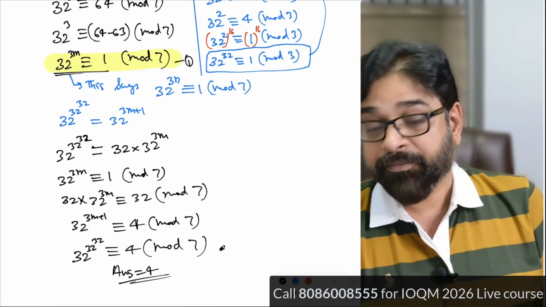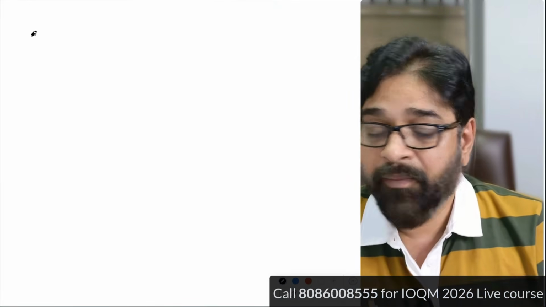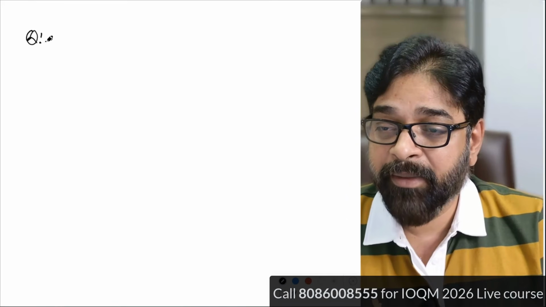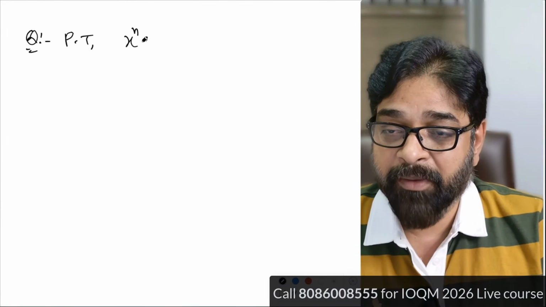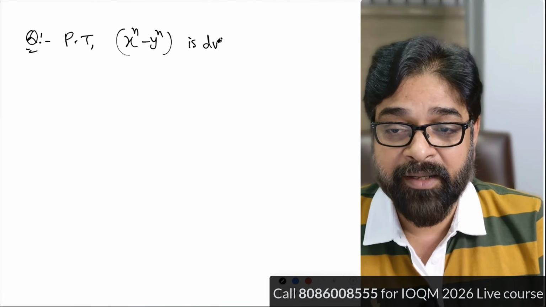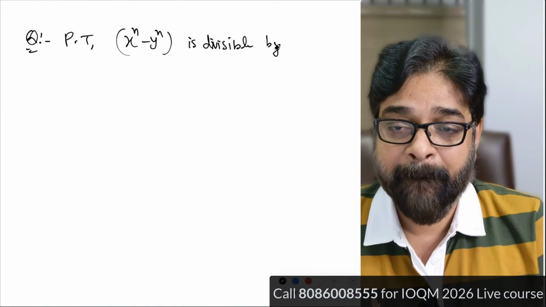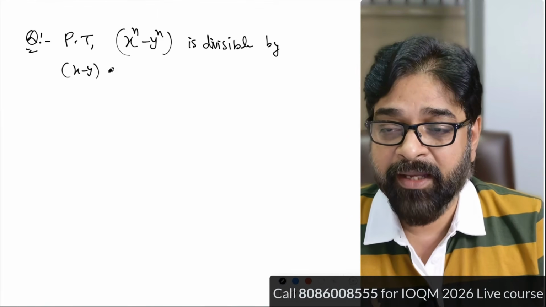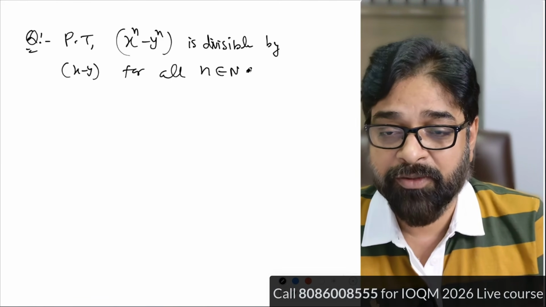Right? So this is it. I'll show you something more also. A very common kind of question can be asked to you. Prove that x power n minus y power n is divisible by x minus y for all n belonging to natural numbers.